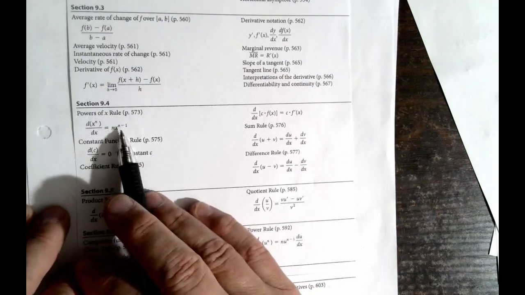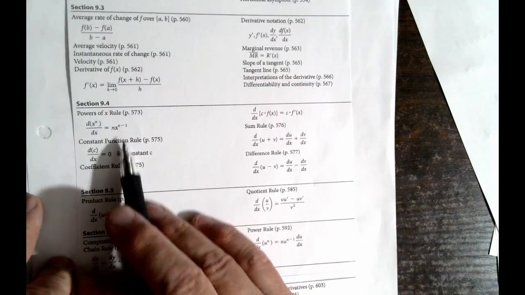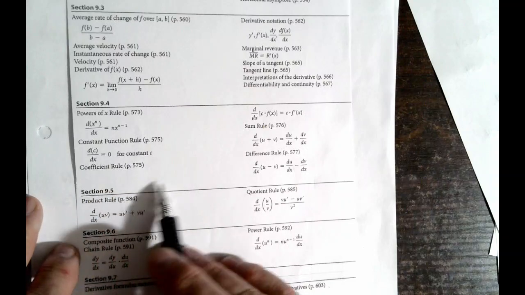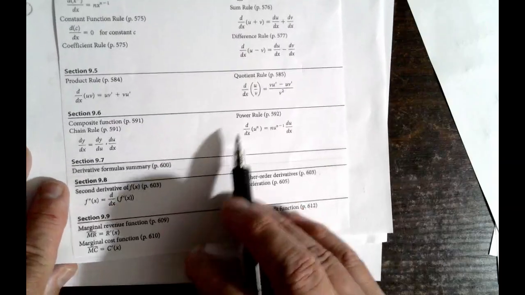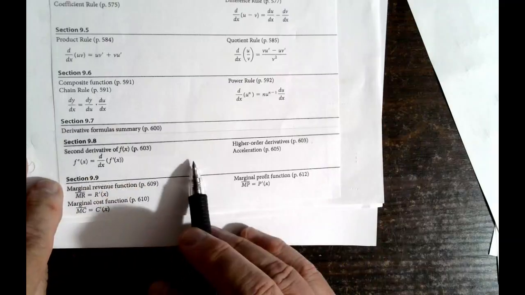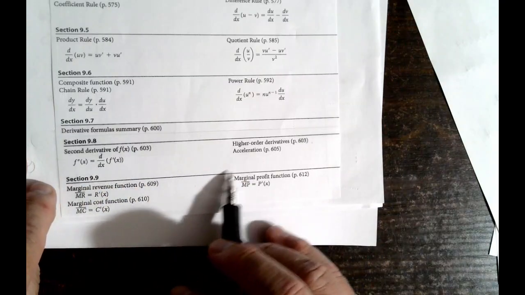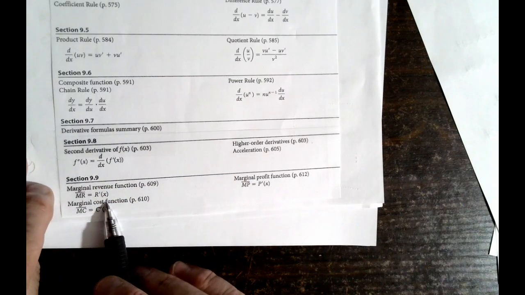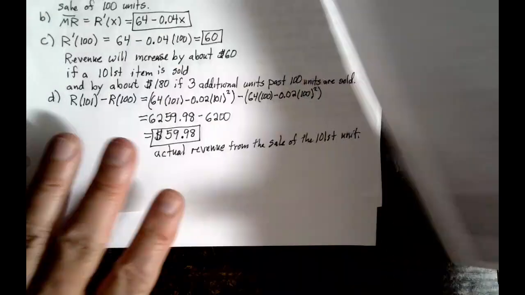We talked about all the different derivative rules, the power rule, constant rule, coefficient rule, sum and difference rule, product rule, quotient rule, chain rule, power rule. Derivative formulas are summarized, second derivative and higher order derivatives and acceleration. And then in this section we talked about marginal revenue, marginal cost, and marginal profit. So now let's look at the questions that are similar to the ones you'll see on your WebAssign homework.